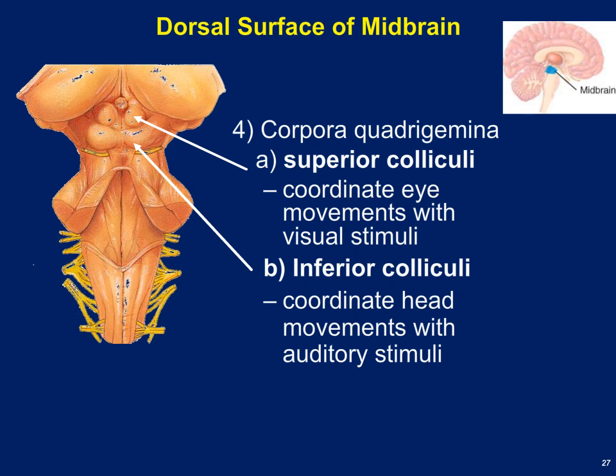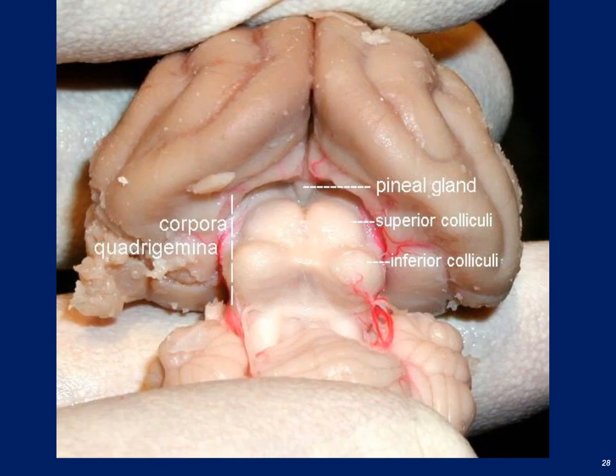So if you're walking down the street and all of a sudden a car backfires, first of all, it's going to scare you, but in the process of scaring you, you'll also notice that you turn towards the source of that sound, and that's called the startle reflex, and that is caused by our inferior colliculi. So here's just a posterior view of the brain with the cerebellum sort of reflected backwards so we can see parts of the midbrain.